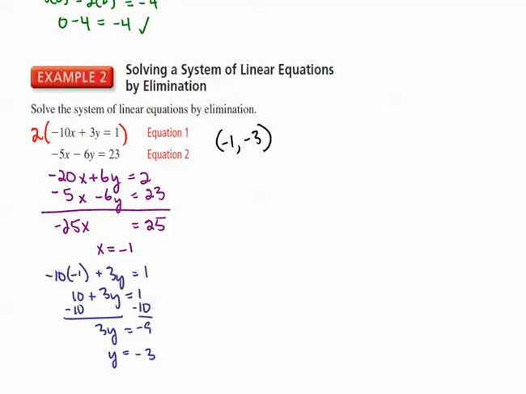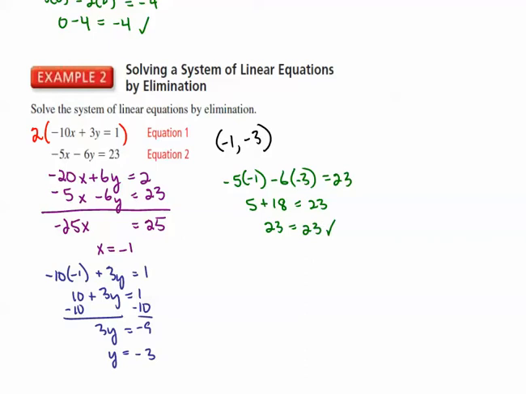The next thing I'm going to do is use the second equation to check these results. Negative 5 times negative 1 minus 6 times negative 3, and I want to know if that is equal to 23. Negative 5 times negative 1 is 5. Negative 6 times negative 3 is positive 18, and we do in fact get 23 is equal to 23. And so there we go.